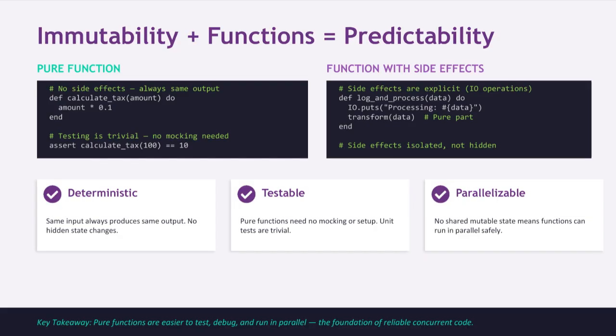The code on the right shows a function that explicitly labels its side effect. It logs, then transforms. The side effect is visible, not buried. The result: pure functions are trivially testable, easy to reason about, and safe to run in parallel. This is the foundation that makes Elixir's concurrency model work.